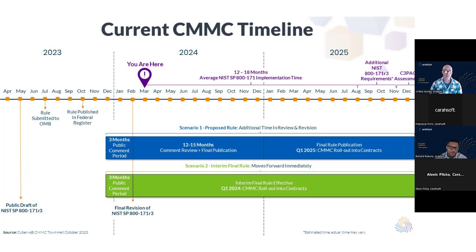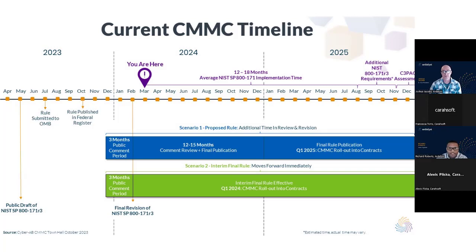Because it was chosen or selected to be a proposed rule, there's been historically some timelines that we're using to give you a good predictor of when the final publication will happen. This final publication is projected to happen right around December time period, which turns out to be the first quarter of 2025.